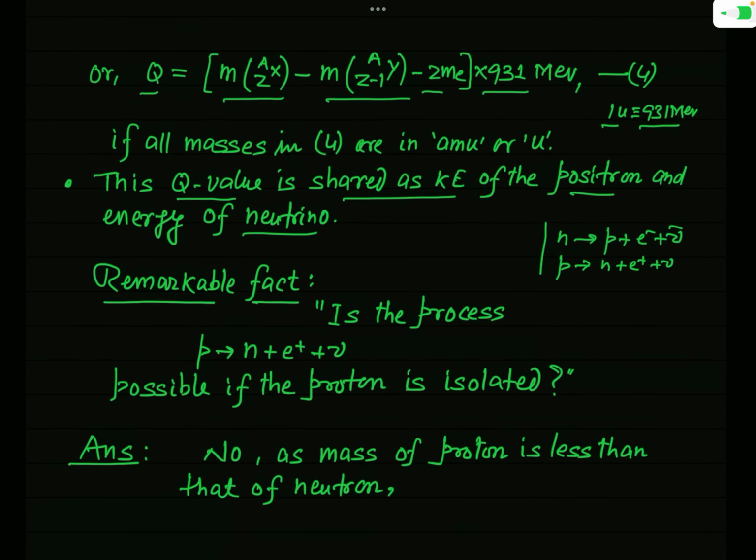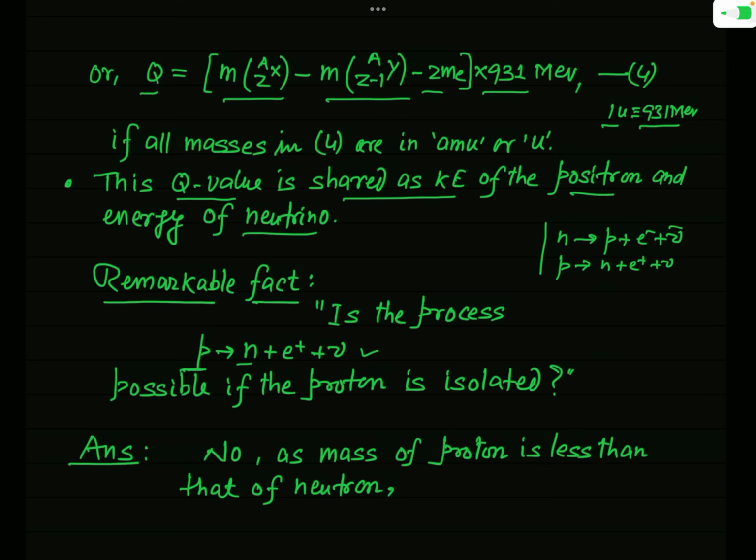But now a question arises. The conversion of proton into neutron, that is p goes to n plus e plus neutrino, is this process possible when the proton is isolated? It means if the proton is not inside the nucleus, can this process proceed? Yes or no? The answer will be no. If the proton is isolated, then it cannot be converted into a neutron.